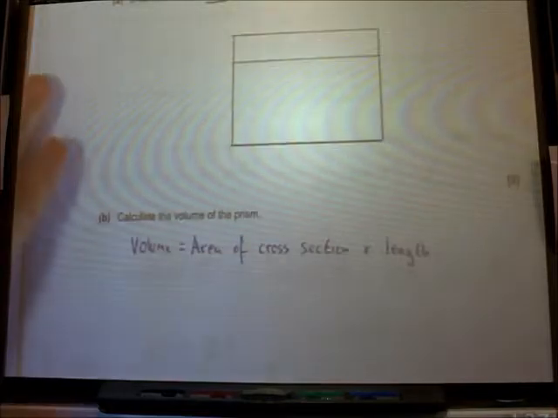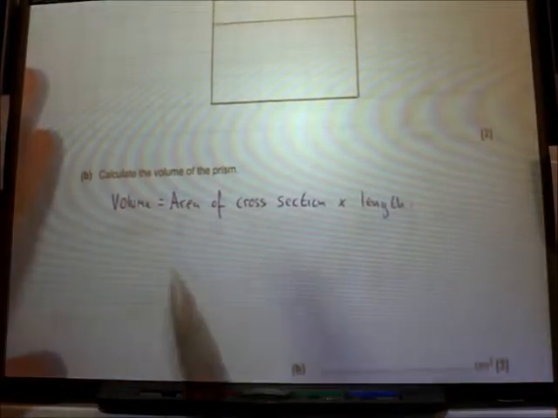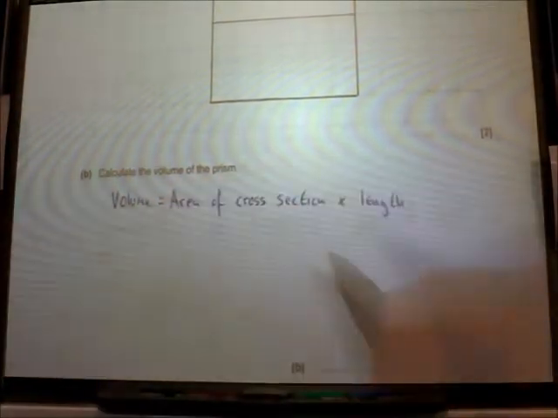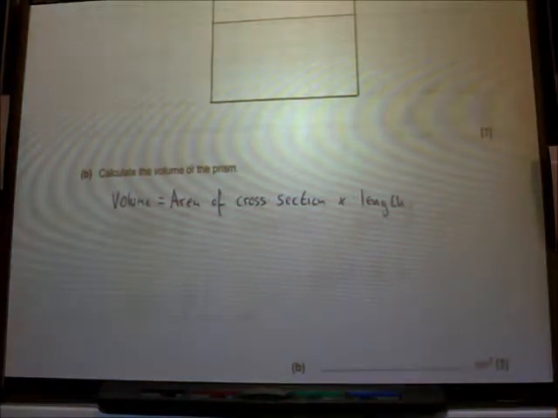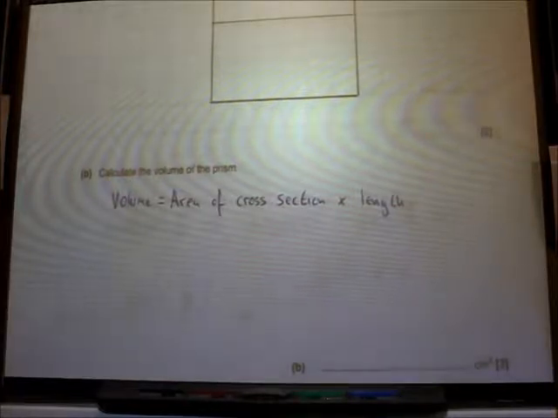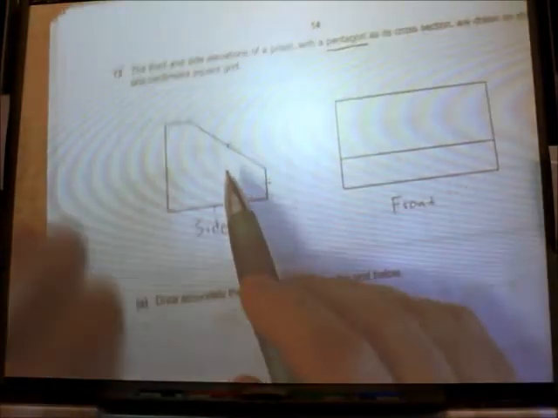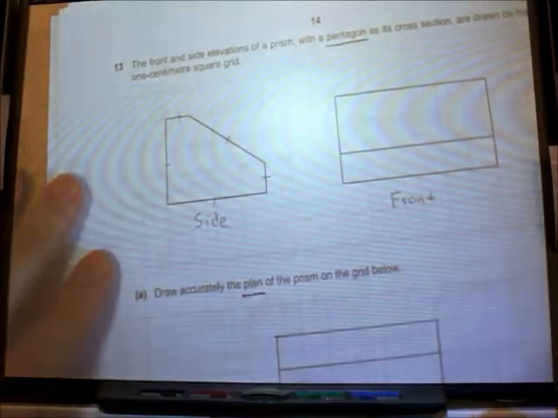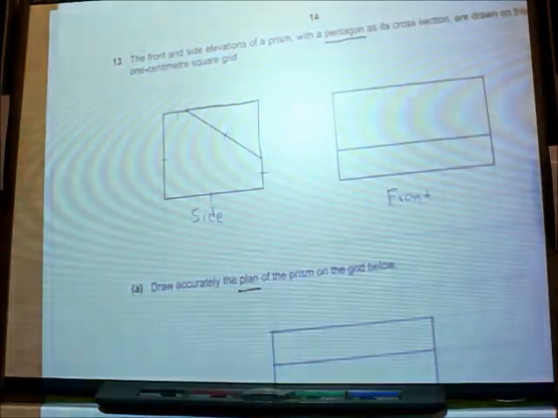Part B, it says calculate the volume of the prism. So the volume of anything is the area of the cross section multiplied by the length. So for example, if you're going to work out the volume of a cylinder, you work out the area of the cross section, which is the circle, multiplied by the length or the height. So we're going to work out the area of the cross section, and this is the cross section here. So we need to work out the area of this bit. What I'm going to do is work out the area of the whole lot, and then I'm going to subtract the area of this triangle I've just sketched on.